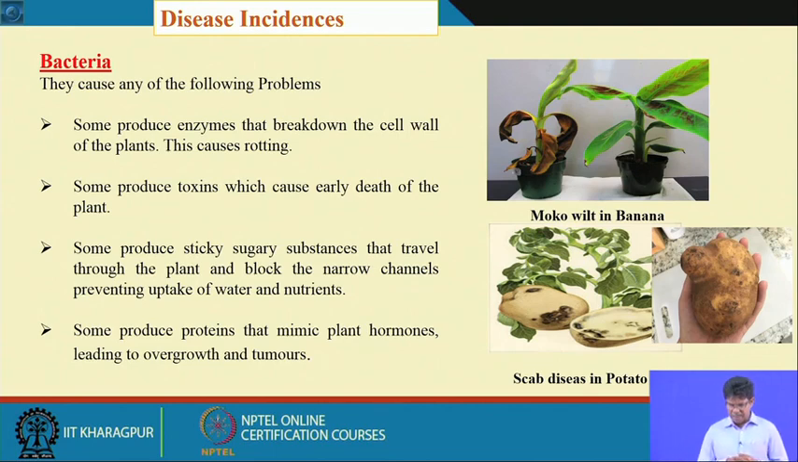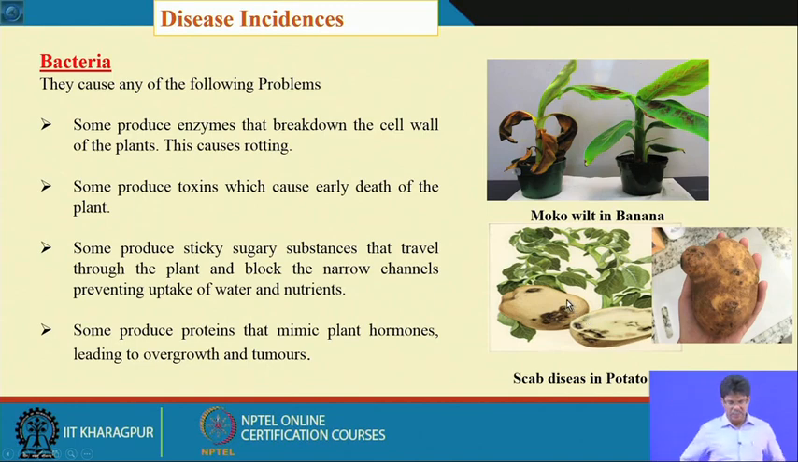And some produce proteins that mimic the plant hormones, leading to overgrowth and tumors, which is due to bacterial disease. Like the extra growth in the potato, which is due to the production of proteins that enhance the plant hormone growth. That causes tumors, and also the scab disease in potato. Scab disease means there is a brownish pitted appearance over the potato skin, which also damages the whole potato.